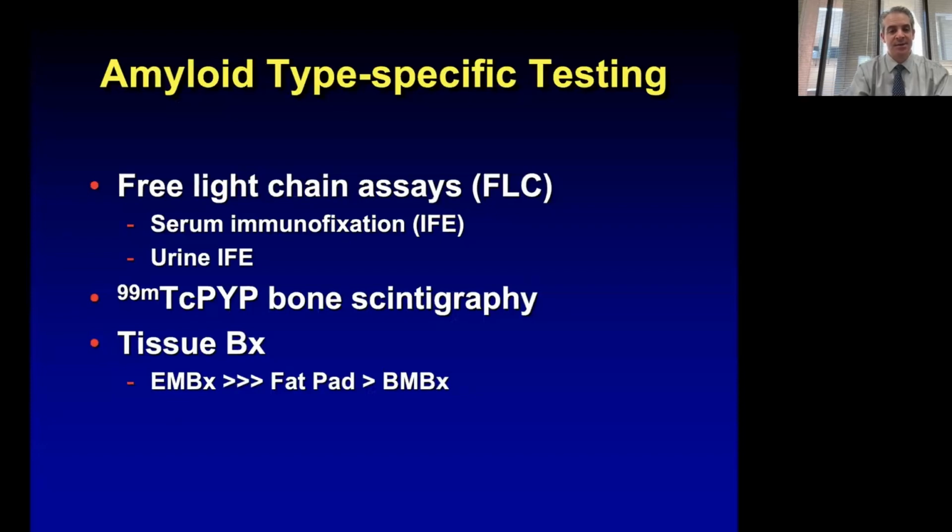So now this leads us to some amyloid type specific testing, and this will be covered in another talk, but we have free light chain assays, urine and serum immunofixation, bone scintigraphy, and tissue biopsy. So I want to thank you all for your attention, and this concludes this short discussion on building an index of suspicion for cardiac amyloidosis.